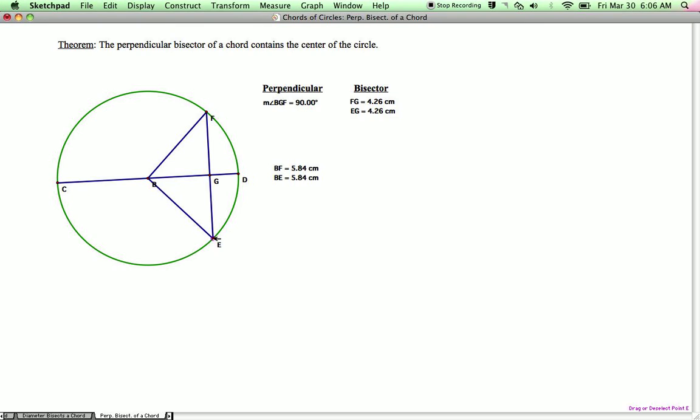Now, how do we know it's the center? Well, let's take this point E and move the chord around. Notice the distances BF and BE right here. Do these distances ever change? No, they don't. And there is only one point inside a circle that is equidistant from all the points on the circle, and that's the center. Okay, so point B must be the center.